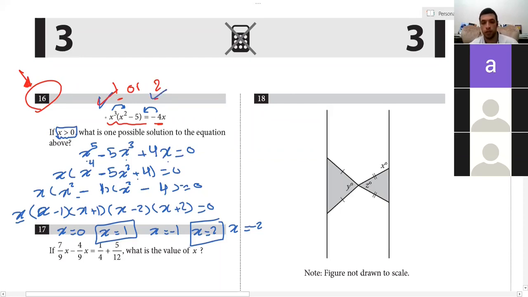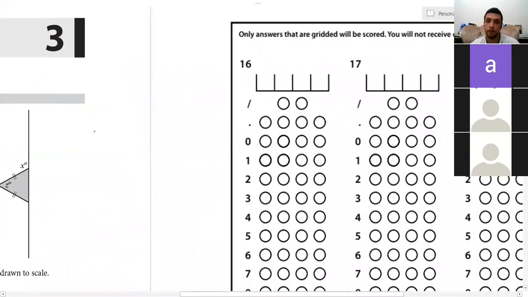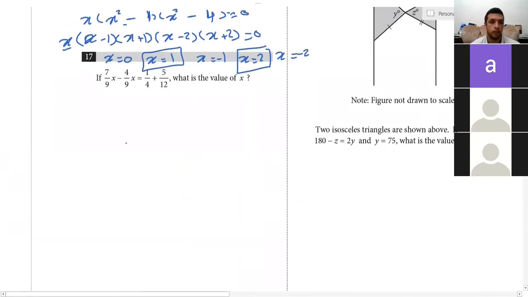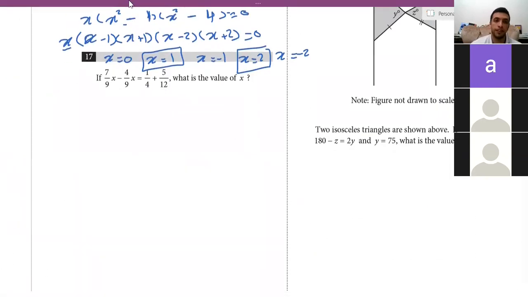You are going to choose any one of them, then move to your bubble sheet and put the answer. I'm going to choose 1, and this is it. Okay, let's move to number 17.